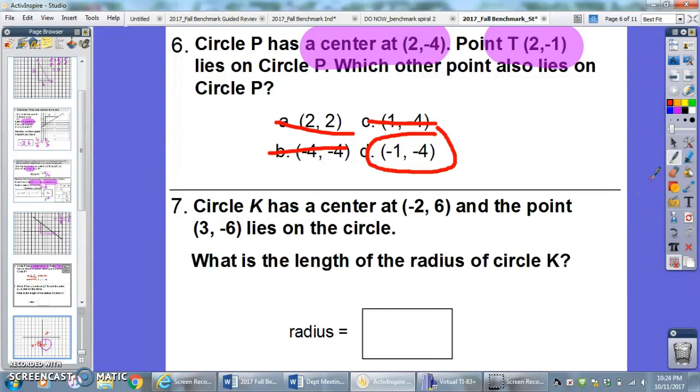Okay, so let's keep going. Number 7, we have circle K with a center at -2, 6, and the point 3, -6 lies on the circle. What's the length of the radius? So, a red flag, length.